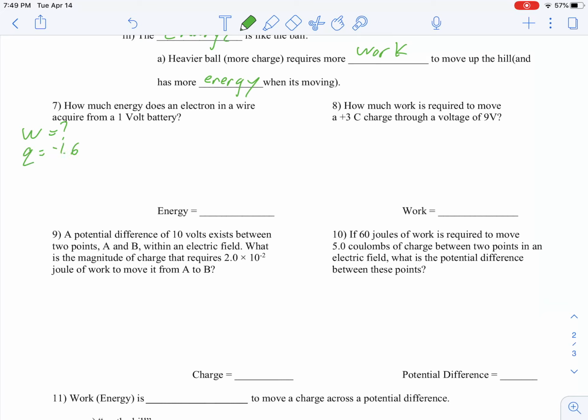Okay. How much energy does an electron, so we know Q. That's on our reference table, right? An elementary charge. Acquire from a 1 volt battery. V equals 1 volt. Okay, so V equals W over Q. Let's see, 1 volt equals W over 1.6 times 10 to the negative 19 coulombs. Cross multiply here, and the amount of energy you get here is 1.6 times 10 to the negative 19. Our units for work are joules. All right. Make sure you're able to do this on your own, but I'm kind of skipping the math for now.